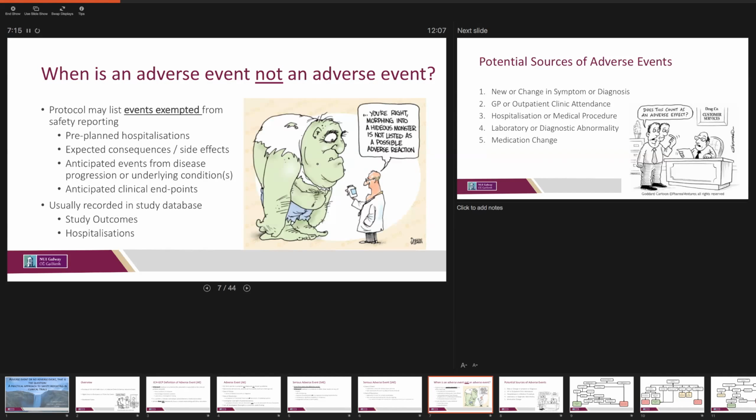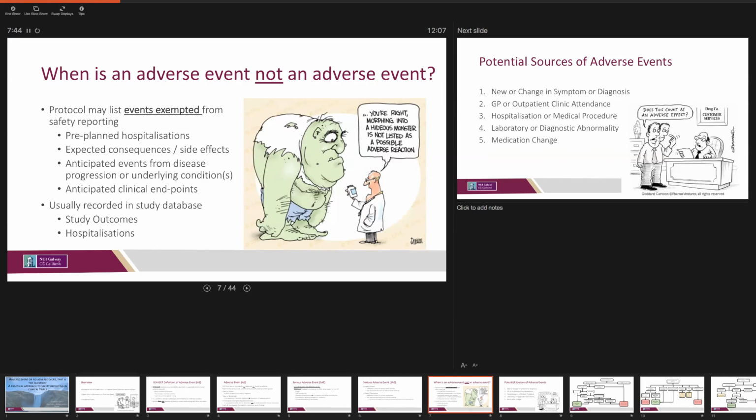So for example, in a cardiovascular study, the COMPASS trial was one that recently reported in the New England Journal of Medicine, where they recruited patients at high risk of cardiovascular disease, and they were given treatments to prevent cardiovascular events. They exempted things like a heart attack or a myocardial infarction from safety reporting because they expected it to occur, but they reported that and recorded it in the study database as a study outcome. They recorded all hospitalizations, and they can quantify the number of events that occurred.